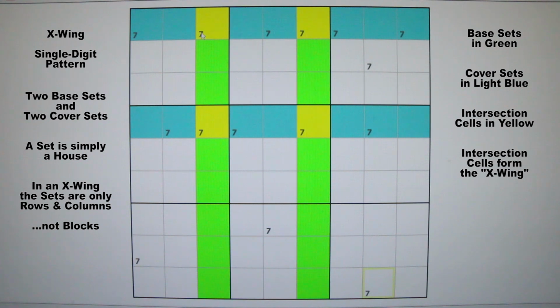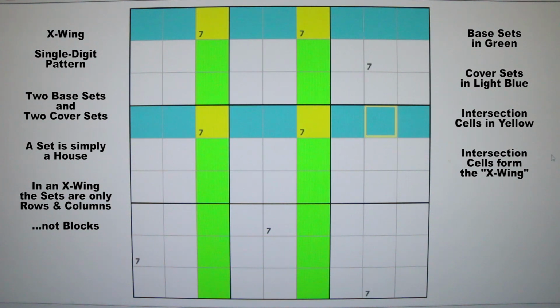So that means either this candidate 7 is true and that one is true and the other two are false, or this one is true and that one is true and the other two are false. So what that means is that we can eliminate every other candidate 7 from the rows this time, because the base sets are in the columns. So we can make the eliminations in the rows. So we can eliminate this 7, that 7, that 7, and that 7. And we can eliminate that 7, that 7, and that 7.